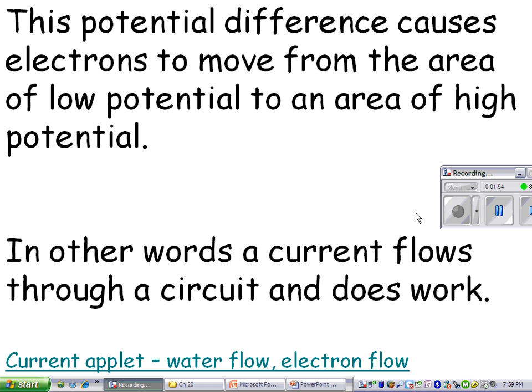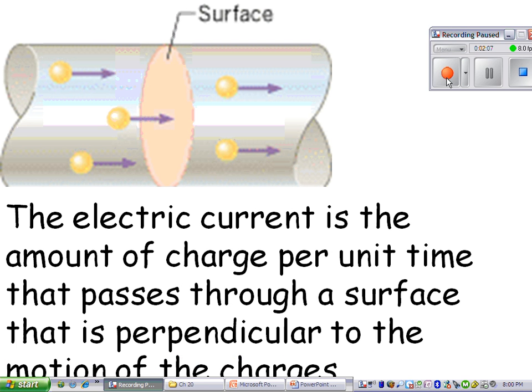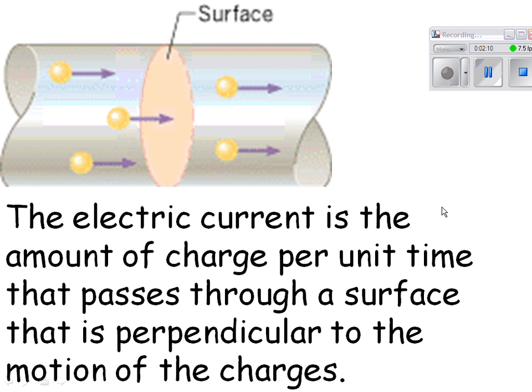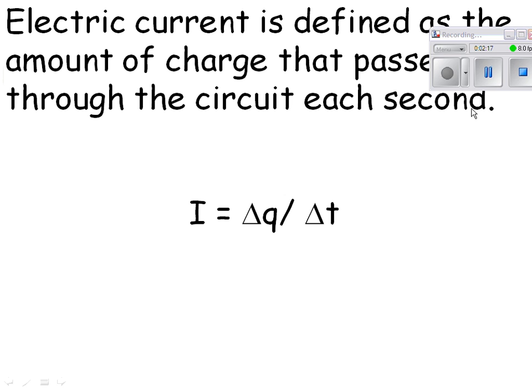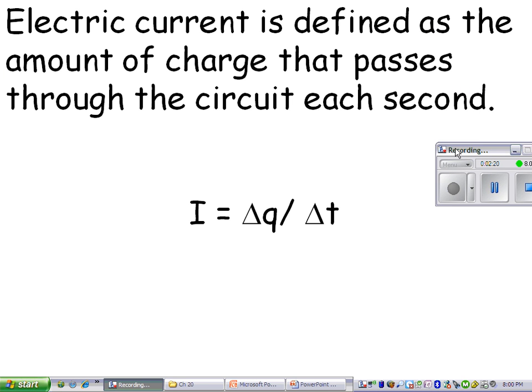This potential difference causes electrons to move from the area of low potential to an area of high potential. They want to go to the positive area. In other words, a current flows through the circuit and does work. The electric current is the amount of charge per unit of time that passes through a surface that is perpendicular to the motion of the charges. The electric current is defined as the amount of charge that passes through the circuit each second. So the equation is I, which is current, equals delta Q, the amount of charge, per delta T seconds.